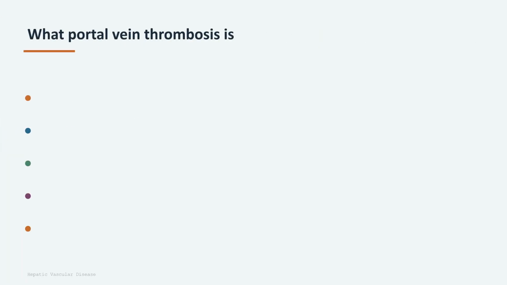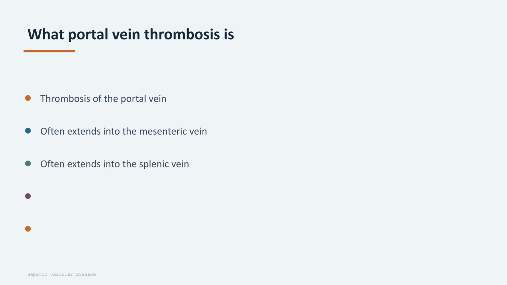So what exactly is portal vein thrombosis? A clot in the portal vein, often with extension into the mesenteric vein or the splenic vein. And that extension is not a detail. It changes management. So always ask the radiologist how far the clot goes.